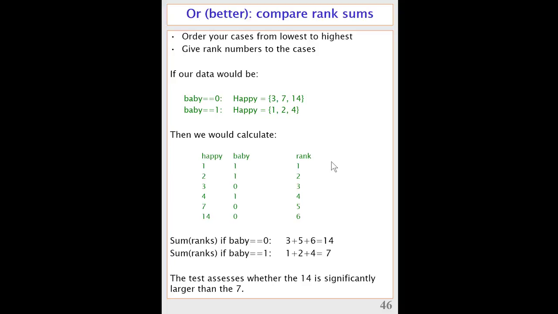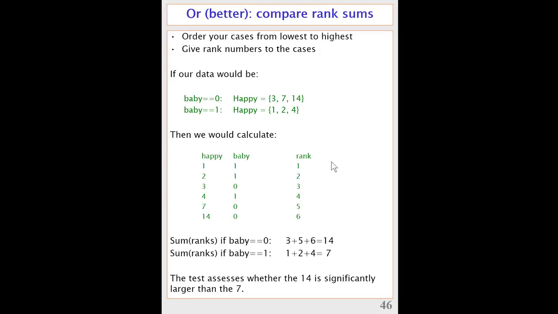Well, what we could do is the following, and that would actually be a good idea. I have the data over there, have these equal to 1, 2, 3, 4, 7, and 14, that's these values, and the value of baby that belongs to that, 1, 1, 0, 1, 0, 0. And now what I add is a rank, simply starting to count from 1 upwards, 1, 2, 3, 4, 5, 6. And what I do is I sum the ranks across the different groups.